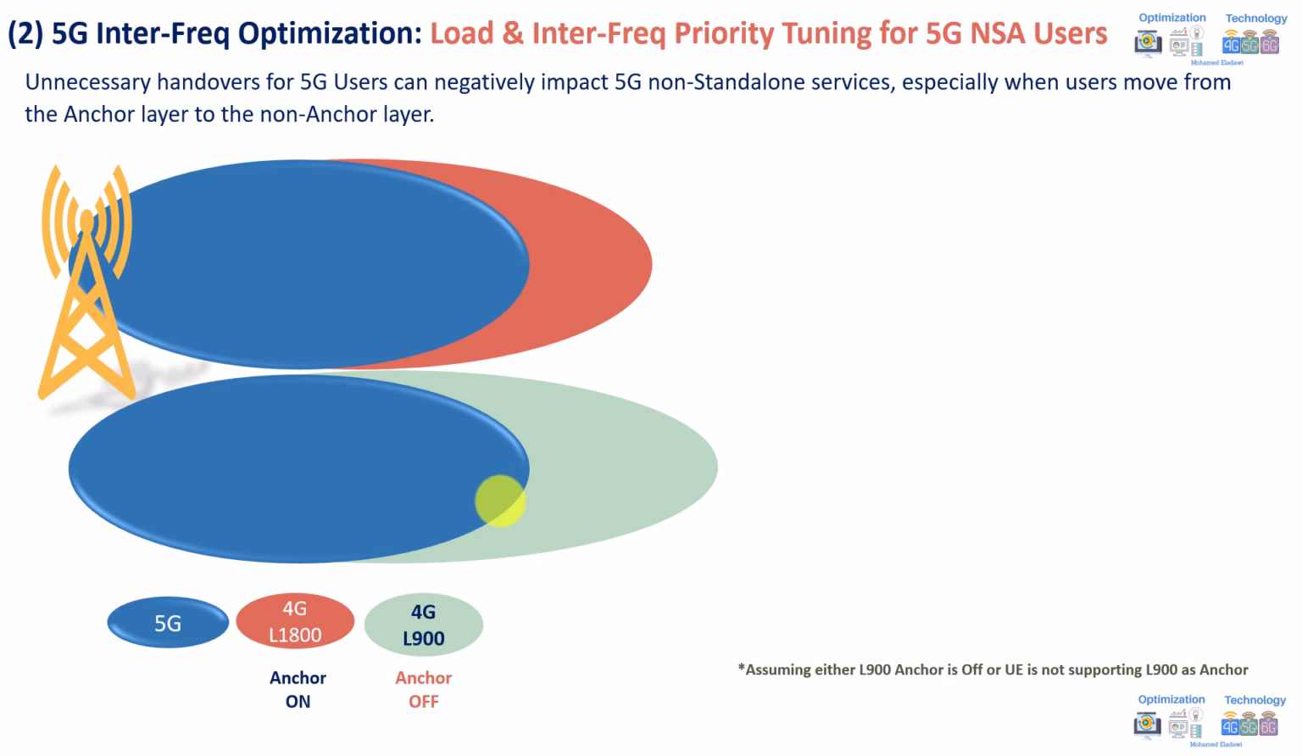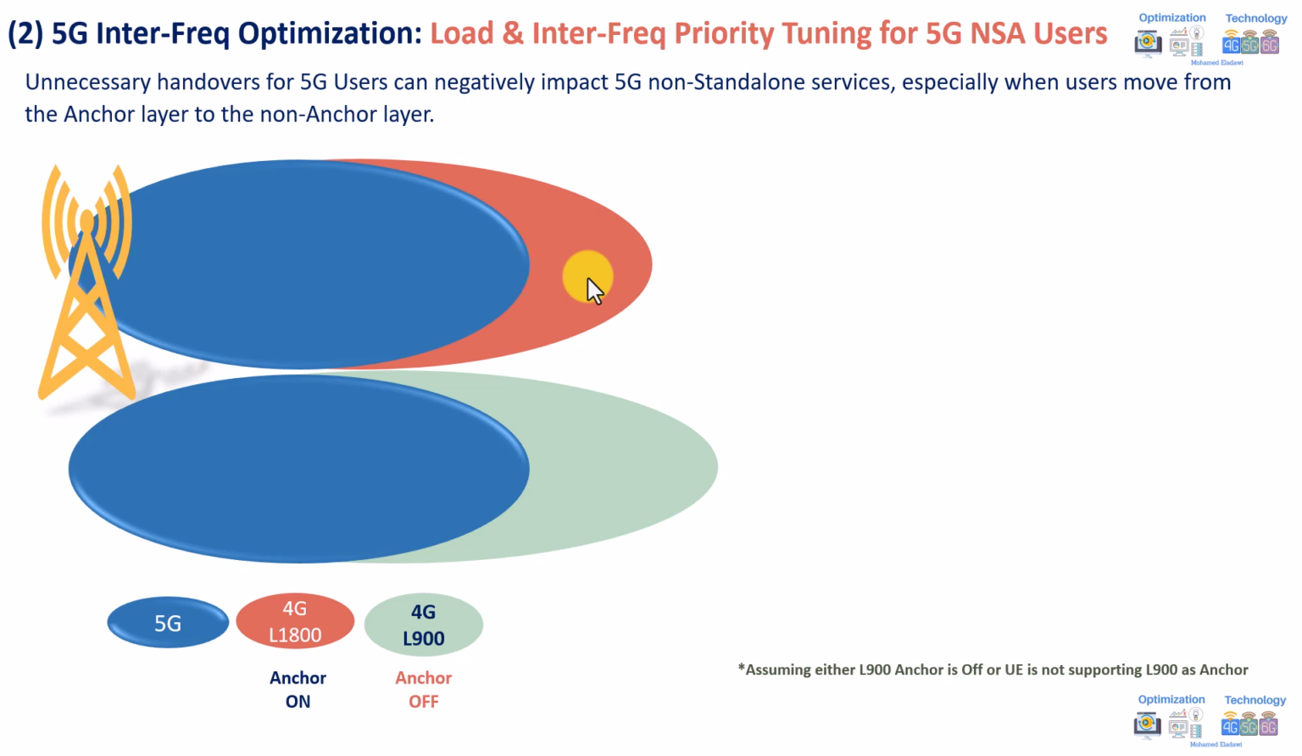And within the same site, you also have 4G L900, but it's not defined as an anchor. So if the user is coming in on the 4G, in this particular case, he cannot get 5G because this is not an anchor layer. So in this case, you need to guarantee that whenever the user falls under the L1800 coverage, you come in on this L1800 in order to add the 5G service.